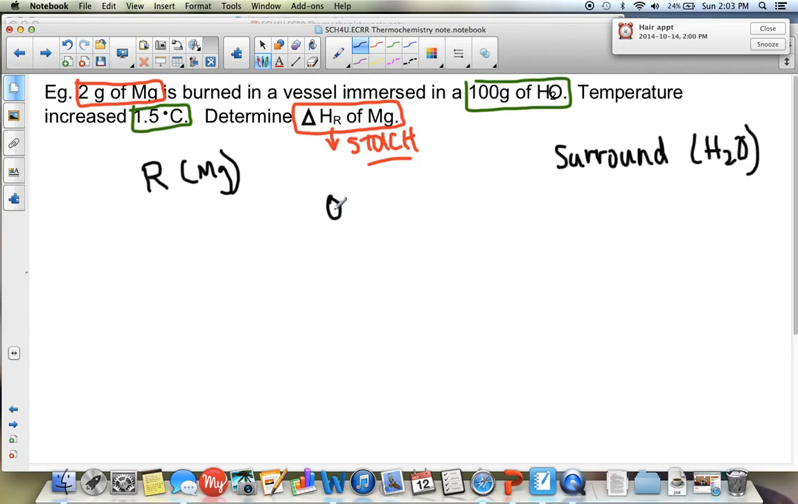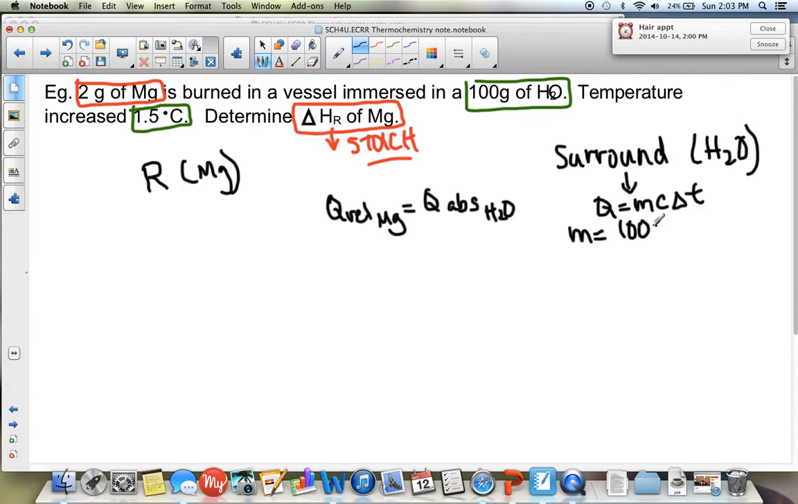And the Q, in this case the heat released by magnesium, will be equal to the energy absorbed by the water. We always know that to measure the heat absorbed or released by water, we can use Q equals mc delta T. In this case, our mass is 100 grams. That's from the question. Our c is our specific heat capacity, 4.18 joules per gram degree Celsius. That's a value that you're responsible for knowing. And our temperature change is 1.5 degrees Celsius.